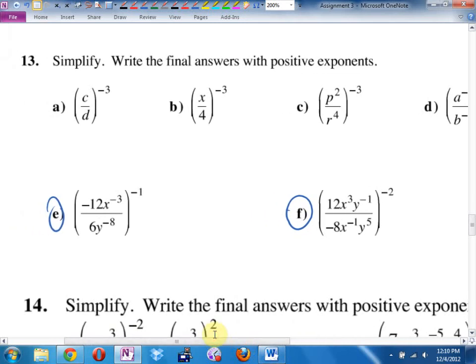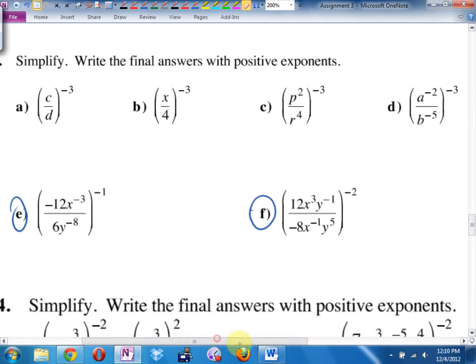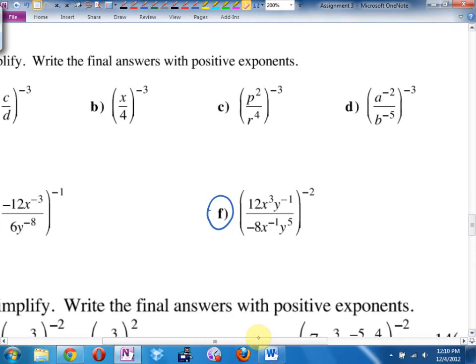F looks uglier? Sure. Power to a power? Do I have a bracket with an exponent outside? Yeah. That's what I look for first. So this negative 2 is going to go onto, not onto the 12, onto the exponent right there, which is an invisible what? 1. Dunk. 12 to the negative 2. Dunk. X to the negative 6. Yes, yes, yes. And then y to the negative 1 times negative 2 is positive 2. All over.